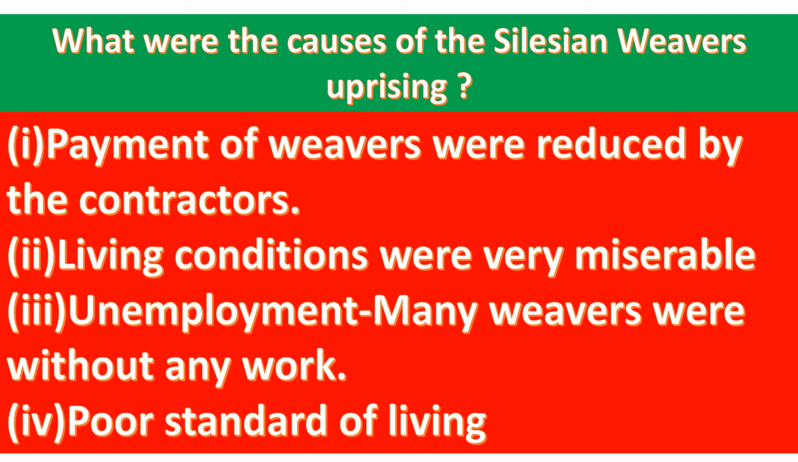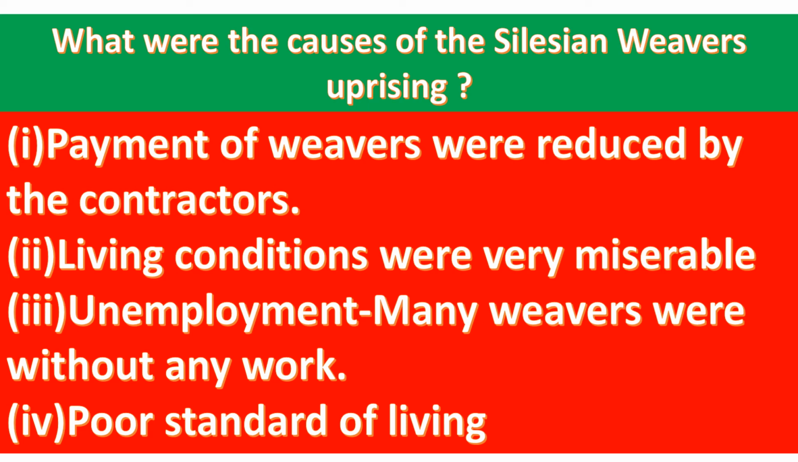The first is that the payment of the weavers was reduced by the contractors, which made the weavers angry and they started protesting. One of the causes: payments to weavers were reduced. The second point is the living conditions. The rooms provided by the owners, the place where they were staying, were in the worst condition. Because of that they got angry and protested against their owners. Why did the weavers stand against their owners? First, payment was reduced. Second, the working and living conditions inside the factory were not satisfactory.